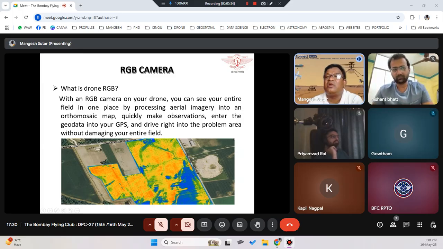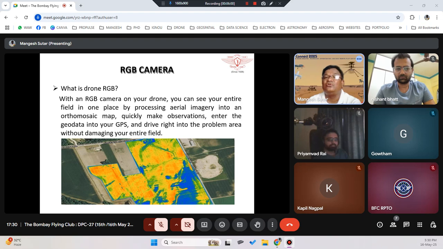Okay, so for example, what happens? You are capturing the RGB image, and then there are software packages available, like Pix4D or Drone Deploy. A lot of geometric software is available. This software will give you the interpretation of that image. They will create orthomosaic maps and make quick observations. You can see the maps in real time also.